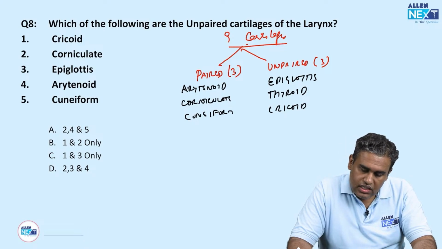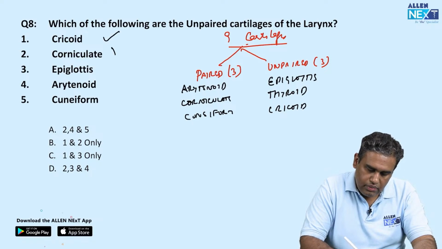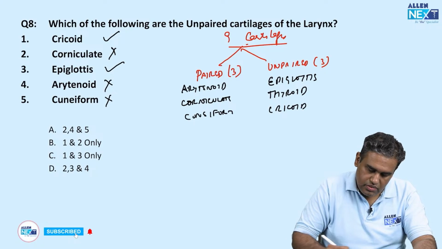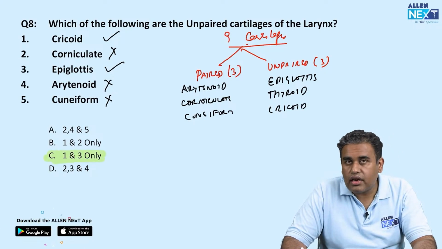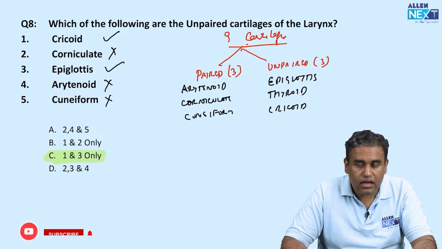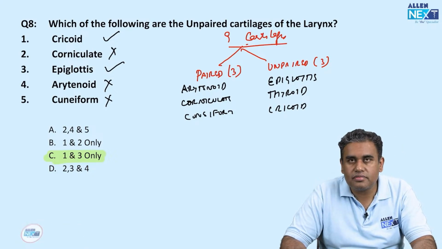So they are asking you which is unpaired. Unpaired are these 3. So cricoid is unpaired, yes. Corniculate, no. Epiglottis, yes. Arytenoid, no. Cuneiform, no. Answer is 1 and 3. If you look at the options below, 1 and 3 is option number C over here. These are the unpaired cartilages of the larynx, right? So remember, unpaired and paired cartilages of the larynx total are 9 in number. A recent question came out on the hyoid bone. Hyoid bone is not a part of the larynx.